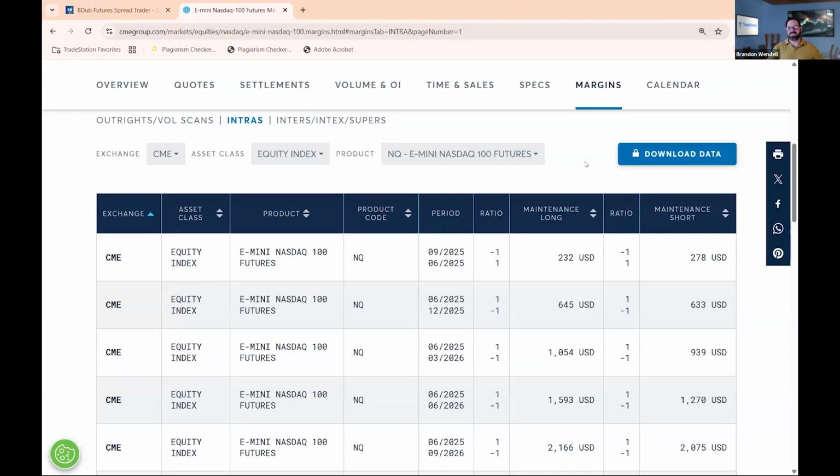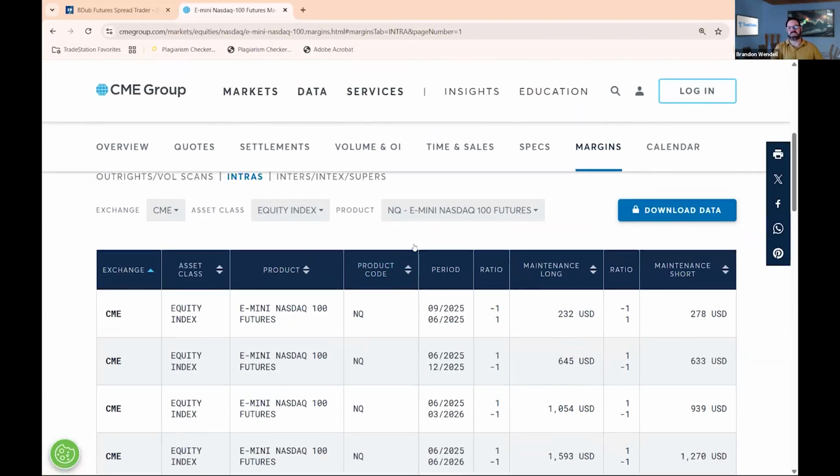Pretty wild, isn't it? It's a total different animal. Makes it a lot cheaper to be able to trade and opens up a bit more trading for people overnight who might not have been able to do it otherwise or had to trade micros instead.